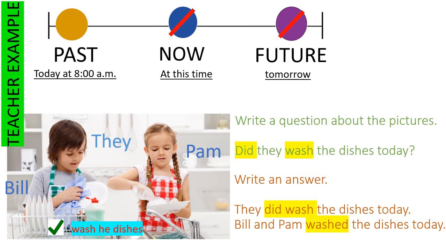So now I have to look at the orange sentence, write an answer for that question. So the answer is next to the action. I see a green tick mark. So remember, the green tick mark means yes. So I have to answer with yes. Yes, they did wash the dishes today.